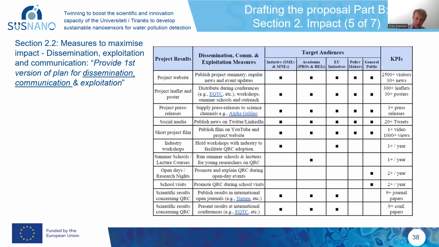Now, in the proposal, I didn't only have this table, I also wrote concisely for these different target audiences, industry, academia. I wrote very concisely and gave some real examples of who we meant by industry, who we meant by academic audience, and so forth.